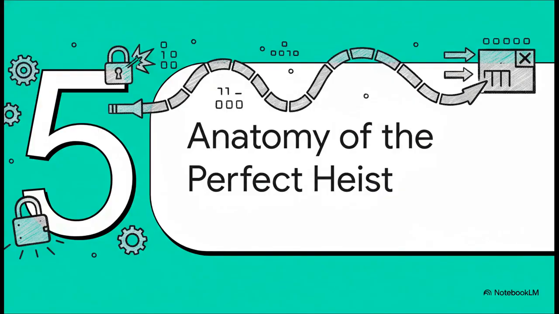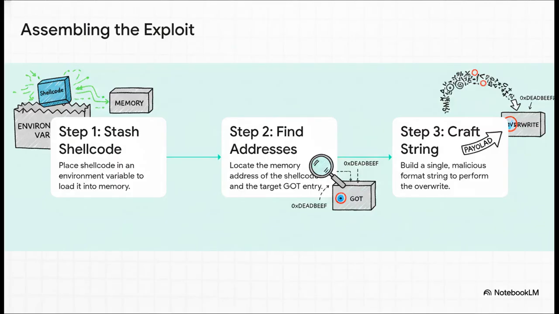All right, it's time to put all the pieces together. Let's look at the anatomy of this perfect heist, the final, masterfully crafted exploit string that does everything at once. Okay, step 1. The attacker has to get their malicious code into the program's memory. A really common way to do this is to hide it in something called an environment variable, which is just data that's available to programs running on the system. Once that shellcode is sitting in memory, they just need its address and the address of their target in the GOT. Then they're ready to build the final payload.